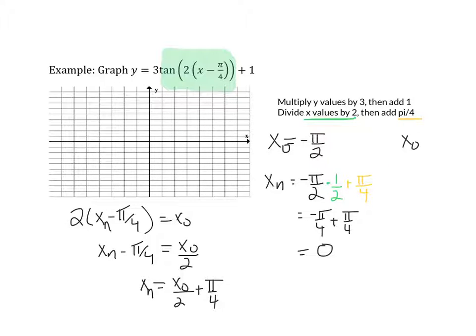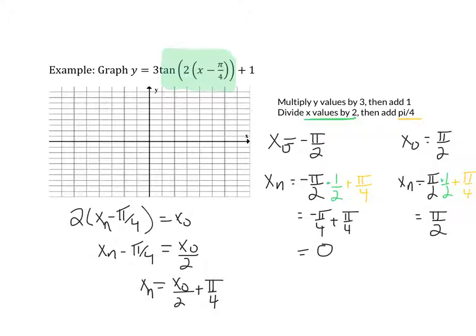My right asymptote in a fundamental period of tangent would be at pi over 2. So we'll do the same thing, pi over 2. We are going to multiply by a half, then add pi over 4. So I get pi over 4 plus pi over 4, which is pi over 2. So we know where our asymptotes fall now. Our asymptotes fall at 0 and then pi over 2.